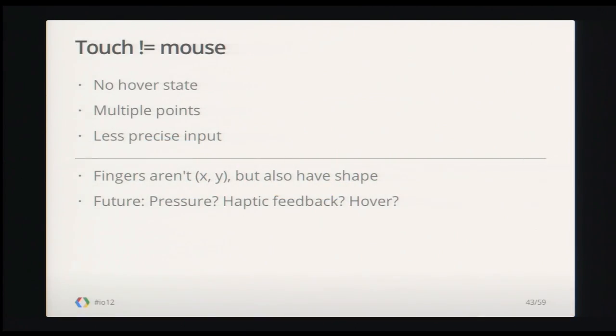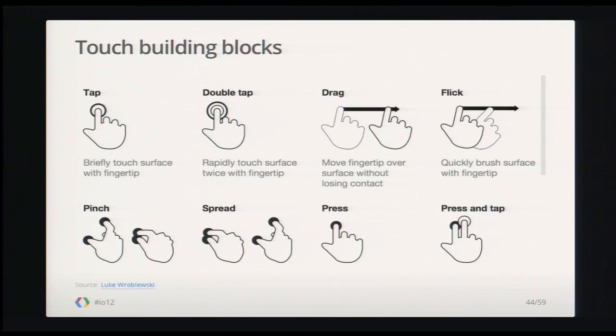And one thing I want to emphasize here is touch is not the same as mouse. It's completely different. There's no hover state in touch. There are multiple touch points. The input is far less precise. You don't get the pixel accuracy of a mouse. And going forward, fingers aren't just coordinates, but they also have shape. And in the future, we have all sorts of interesting possibilities: pressure input, haptic feedback, etc.